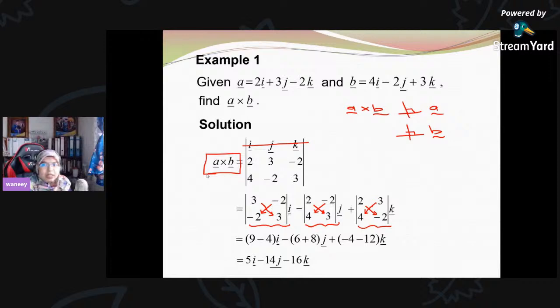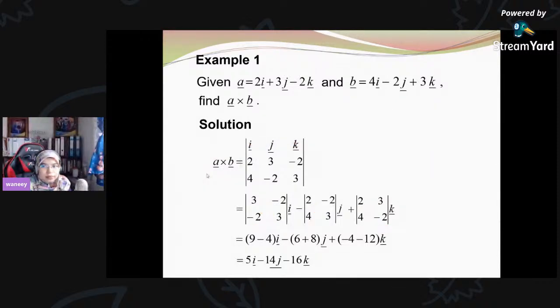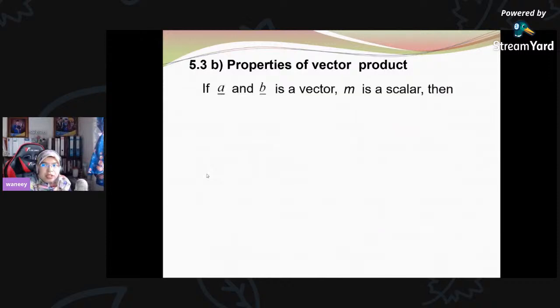Okay, so what are the properties of the cross product? Okay, so properties of vector or cross product. So if A and B is a vector, M is a scalar, then A cross A is equal to the 0 vector. So that means if you have any vector, as long as you are cross with yourself, it will be equal to 0. So this one, you can actually see in the determinant. If we have the same row, then the determinant will be equal to 0. So from the properties of determinant, if we have the same row, that means the determinant is equal to 0. So if you have the same vector, A cross A, that one will be equal to the 0 vector. So that means 0i, 0j, 0k.